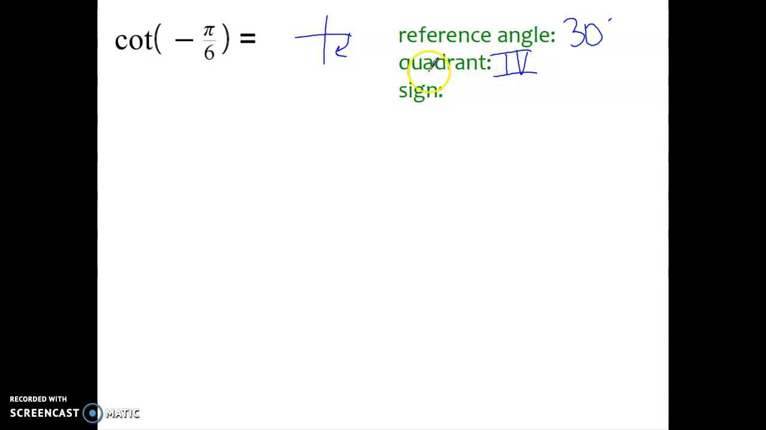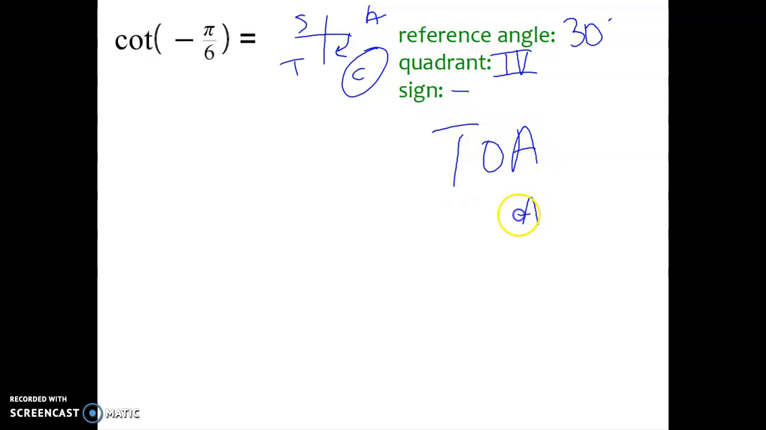Okay, so all students take calculus. I've got C in the 4th quadrant. That means cosine is positive, and the reciprocal of cosine, which is secant, is also positive. Everything else is negative. That tells me that cotangent is going to be negative down there in my fourth quadrant. Okay, cotangent. Let's see if we can remember the ratio for cotangent. Tangent is opposite over adjacent, so that means cotangent is going to be adjacent over opposite.